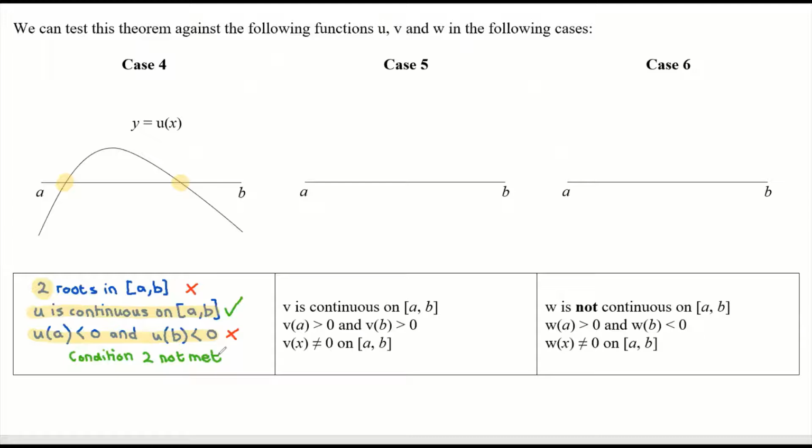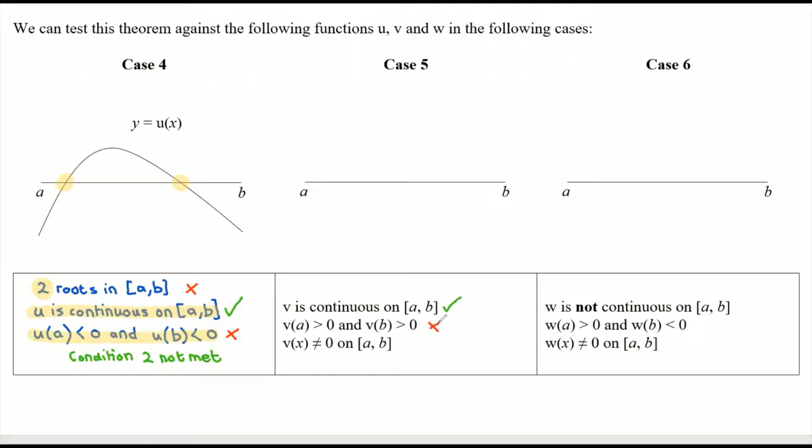Okay. Now let's have a look at case 5. We're going to have to draw this. So we're told that V is continuous on AB. Okay. So it meets the first condition. That's good. Now it doesn't meet the second condition, because V of A is positive and V of B is also positive. So that's not met.